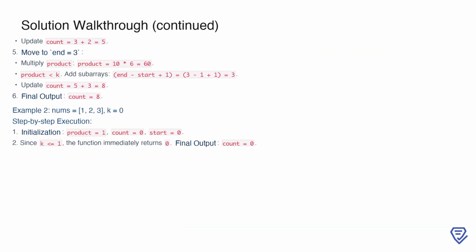Now, as we move to index 3, we multiply the product by nums[end], which is 6, resulting in a product of 60.